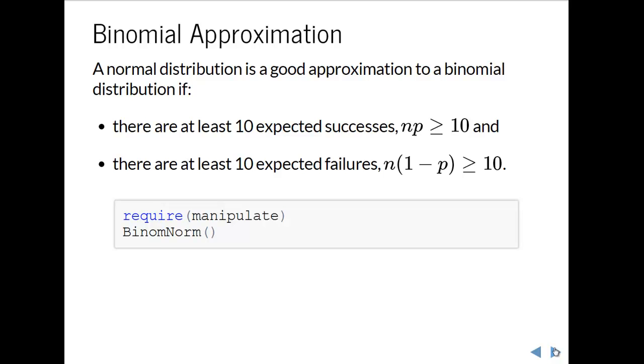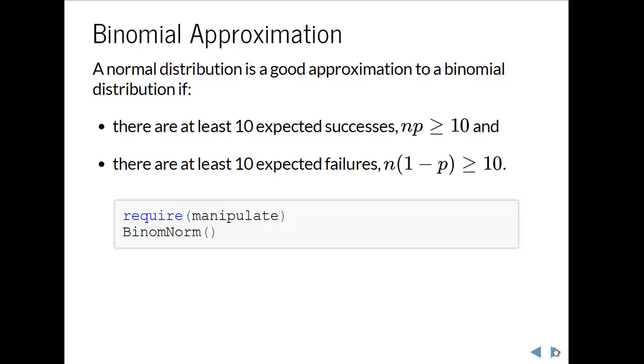One, there are at least 10 expected successes. In other words, n times p is greater than or equal to 10. Two, there are at least 10 expected failures. In other words, n times 1 minus p is greater than or equal to 10. If those two things are true, then the smooth normal curve that we've just been talking about is a pretty good approximation to the binomial distribution. Remember, the binomial distribution was a histogram.